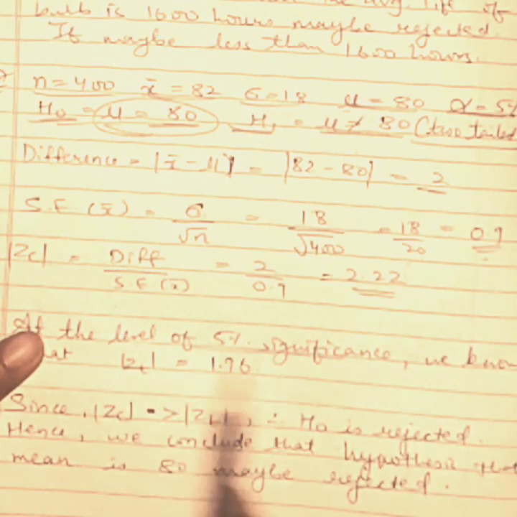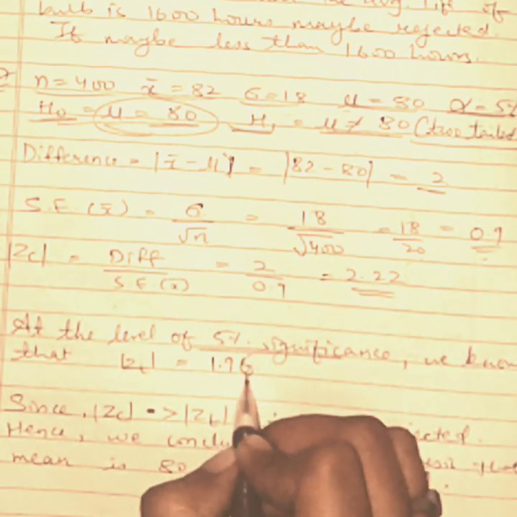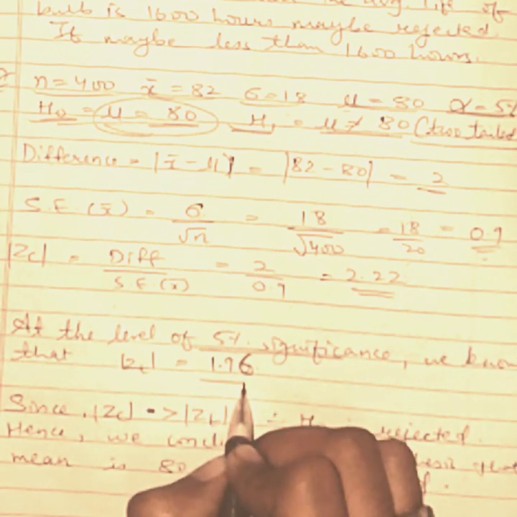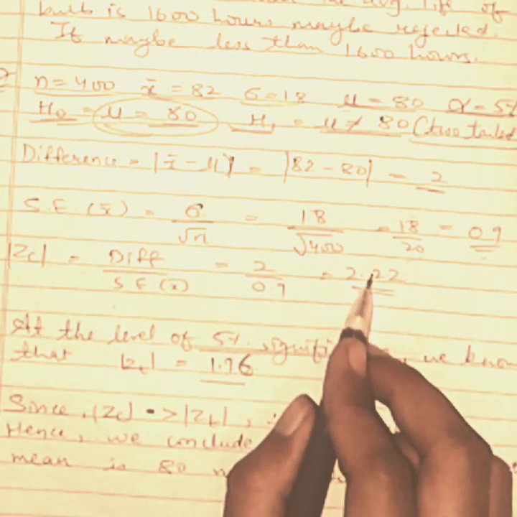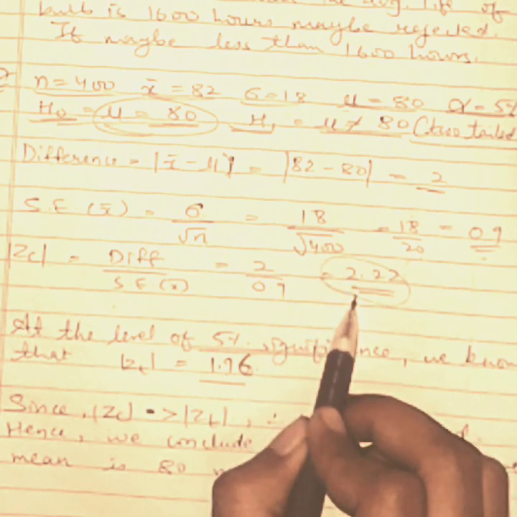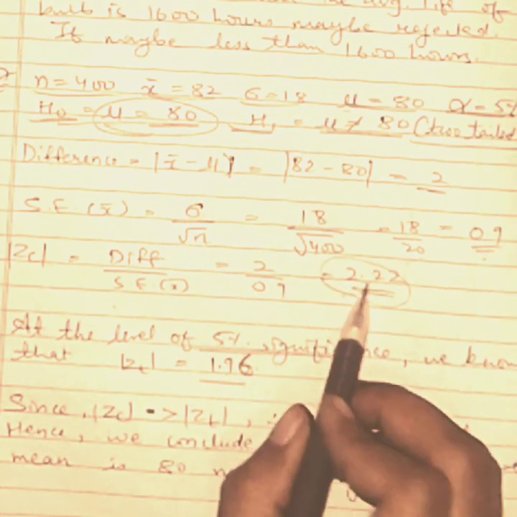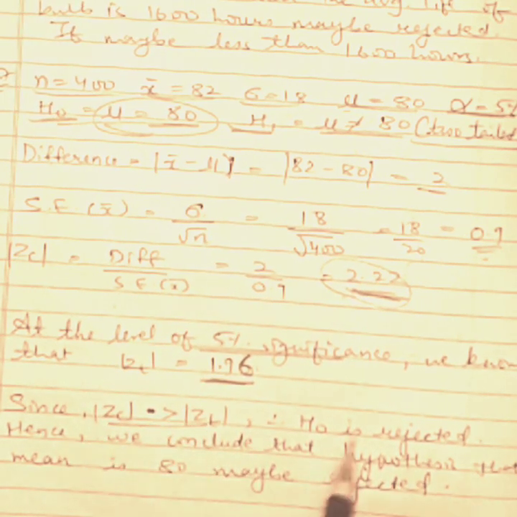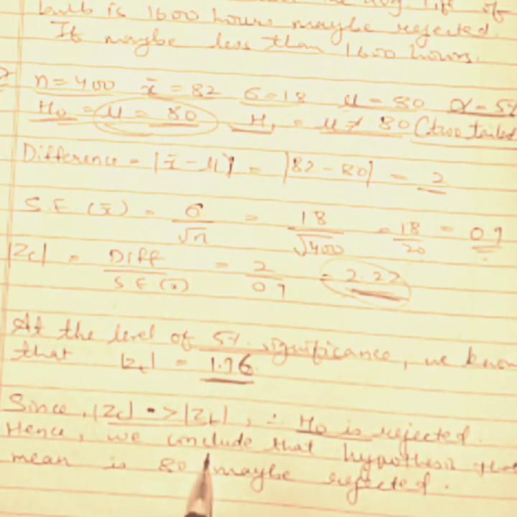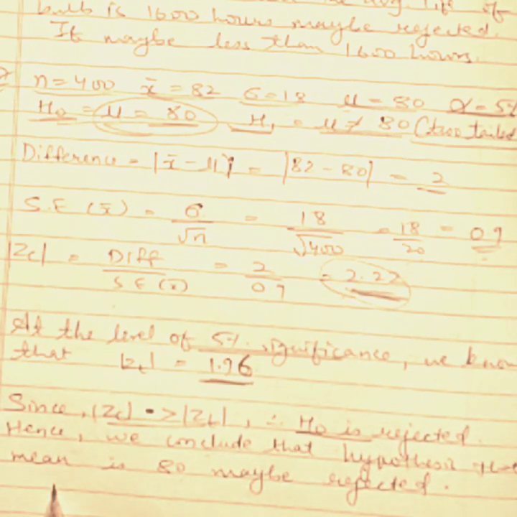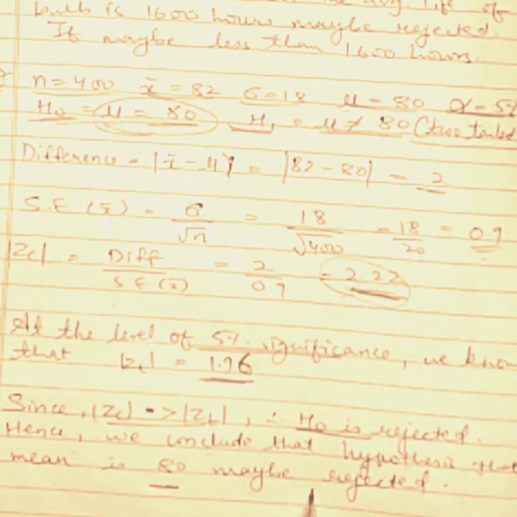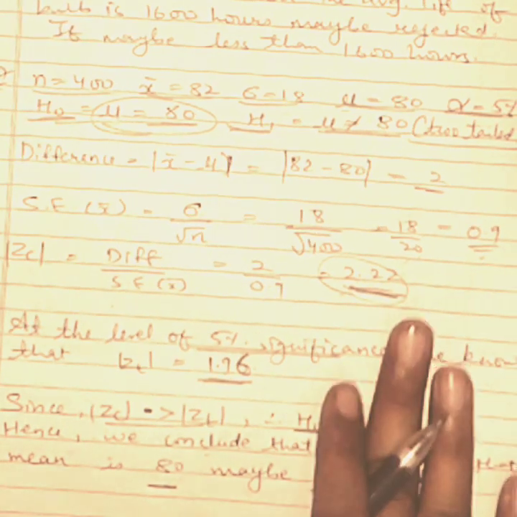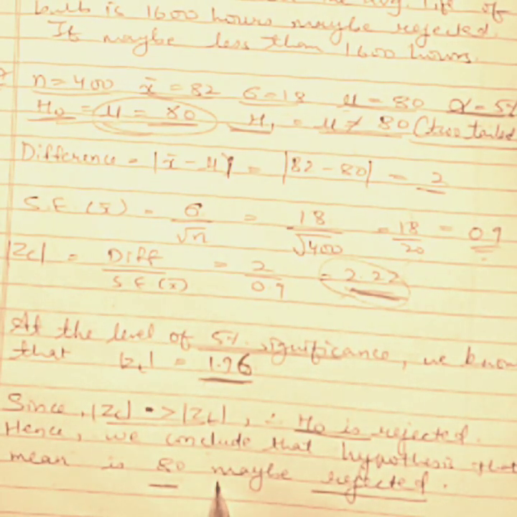At 5%, similarly as in the last sum, ZT is 1.96, which is lesser than ZC. ZC is greater than ZT. So H0 is rejected. Then we conclude that the hypothesis that the mean is 80 may be rejected. It is only a consideration, it is only an estimate.